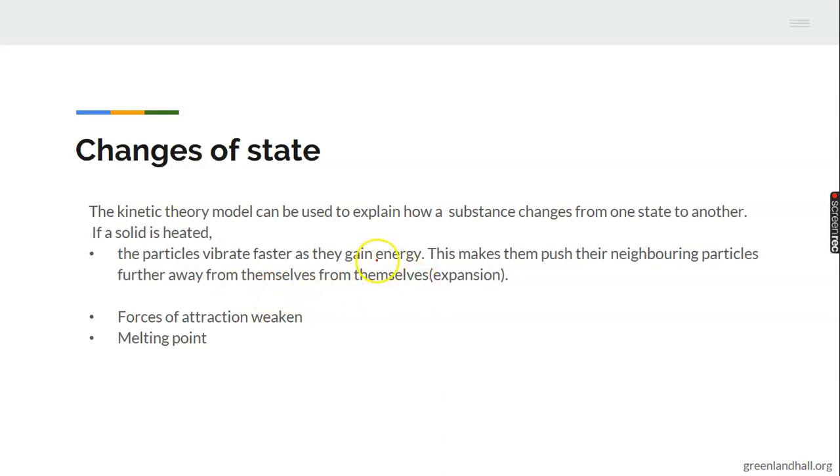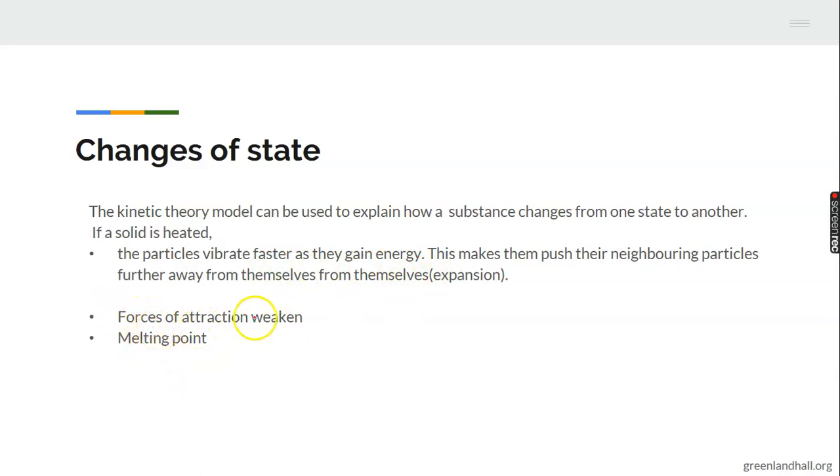As they gain energy, they exert pressure, or they push each other. The neighboring particles are being pushed. That makes them expand. Just like when you boil grains of rice, you see that there is an increase in the rice after boiling it. That means expansion has taken place in the solid rice.